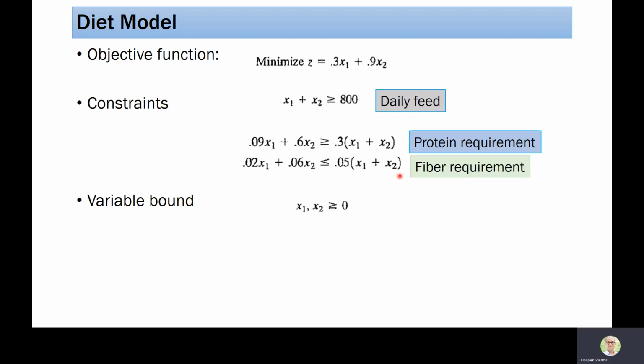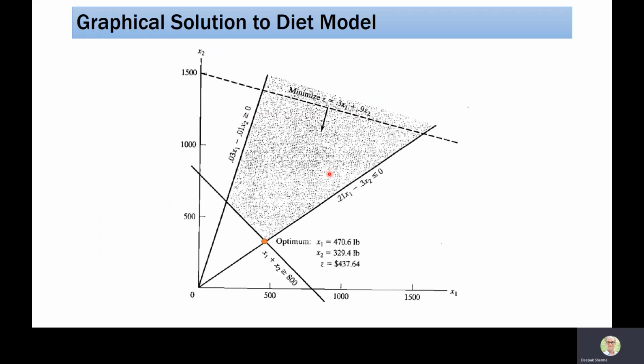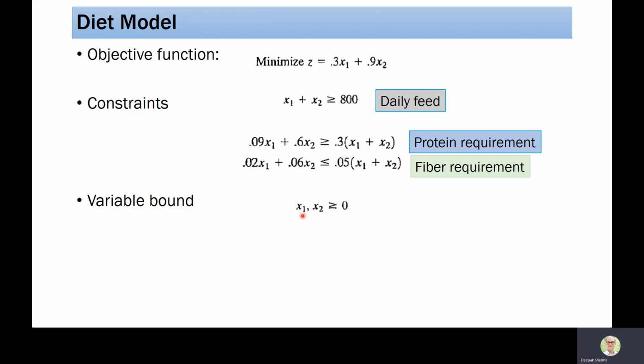Similarly, we can write the fiber requirement from the table: 0.02 x1 plus 0.06 x2, and at most 5% means 0.05 times (x1 plus x2). And here I'm using the smaller than or equal to sign. It is because at most means it can take 5% or less. So that's why it is the smaller than or equal to type. And finally, we have variable bounds: x1 and x2 should be greater than or equal to 0.